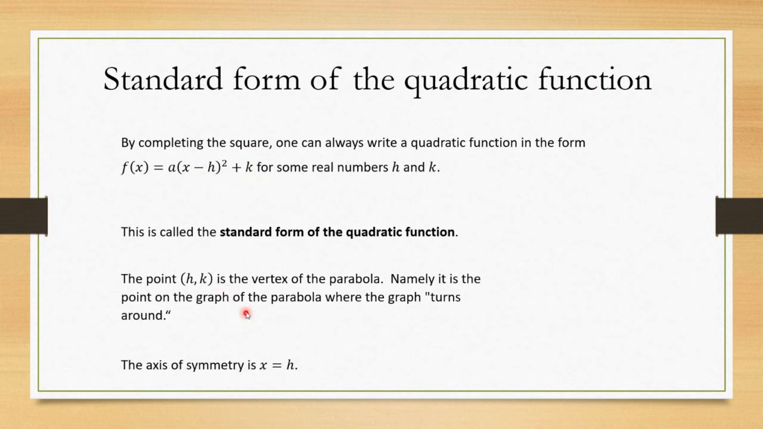Now, you might be thinking, why do we care about this form? Why not just stick with the first form? This form actually tells you what the vertex is. The point (h, k) is the vertex of the parabola. In other words, (h, k) is the point where the graph turns around. Not only that, you can also get the axis of symmetry easily. It's x equals h.